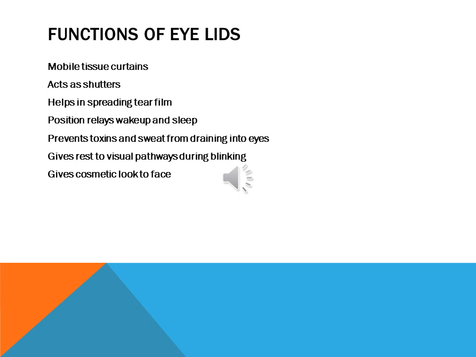Normally we blink about 18 to 20 times per minute, which is well within the limit of the tear breakup time. The normal tear breakup time is around 6 to 8 seconds. Before the tear film breaks, each blink spreads the tear film uniformly.